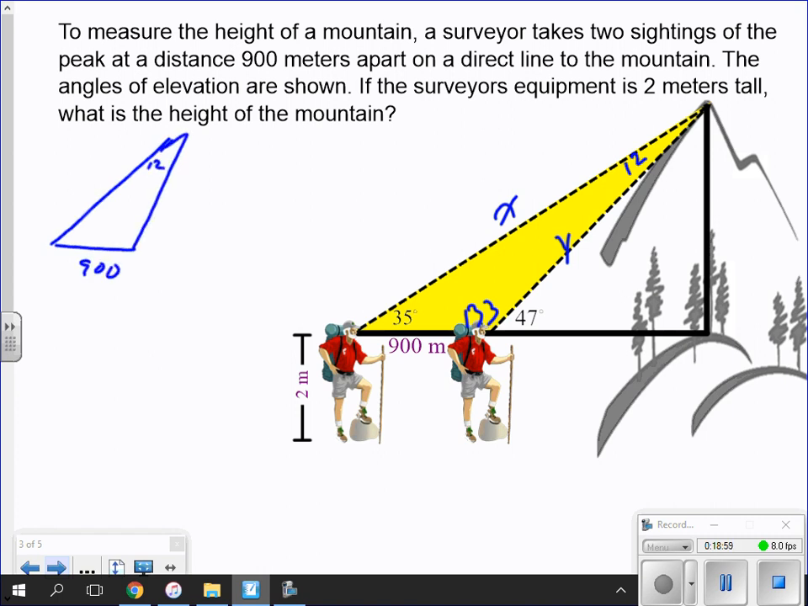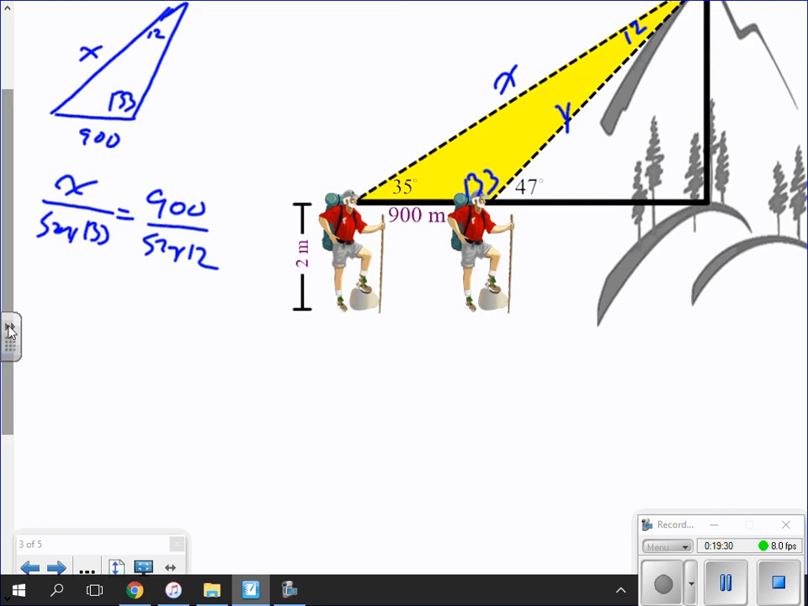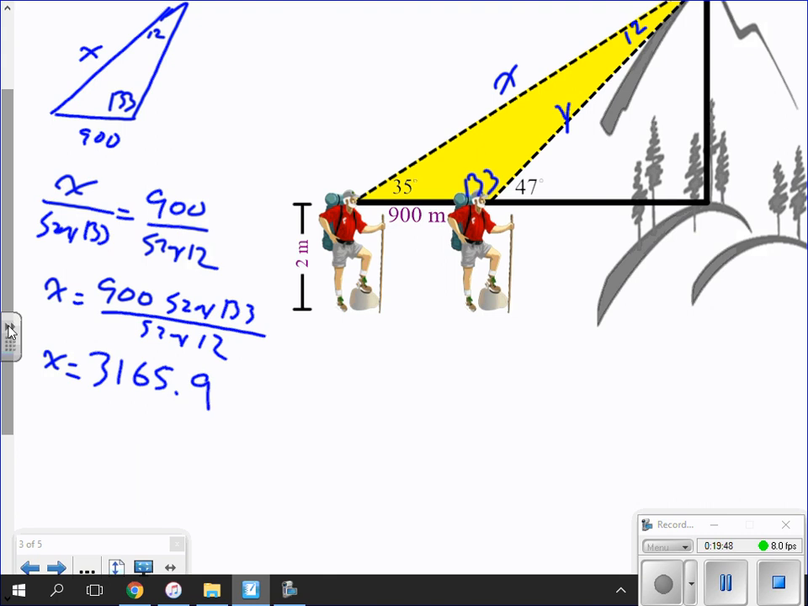12, 900, x, and 133. Use your law of sines. I'm not including the other angle because frankly I don't need it for what I'm doing here. X over the sine of 133 is equal to 900 over the sine of 12. X equals 900 times the sine of 133 over the sine of 12. X equals 3165.9. It's close enough for what we're doing here.